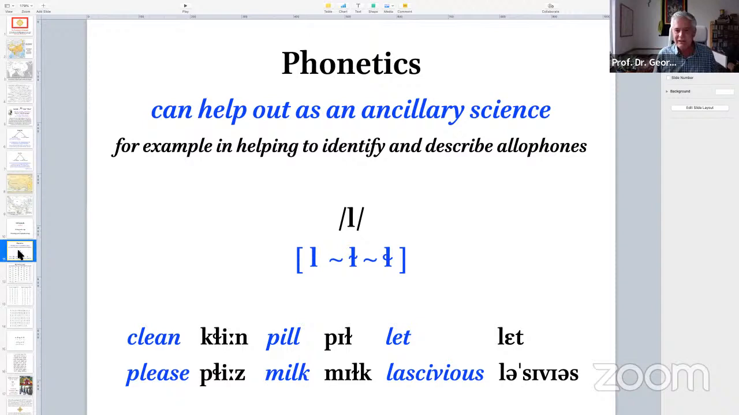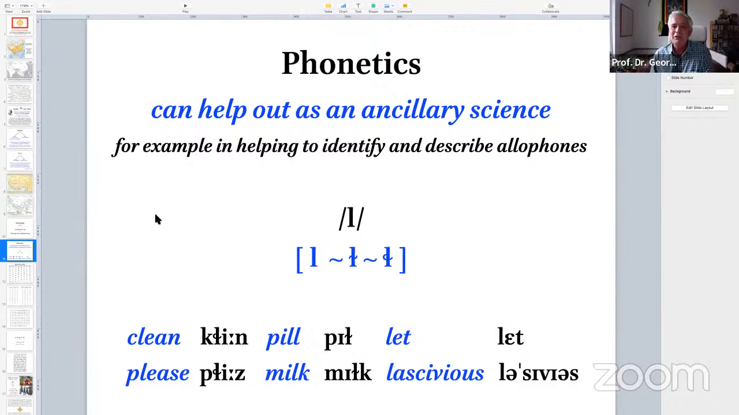If you're speaking nice English like Prince Charles does, then when you say clean or please, after the initial occlusive you have a voiceless tl. And if you say pill or milk, you have a very dark L, which is a very different type of L. And then in words like let or lascivious, you have a clear L. These are three allophones, regular, positionally determined allophones of one single phoneme. But you only have the one single phoneme in English.